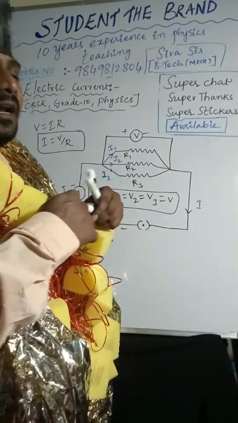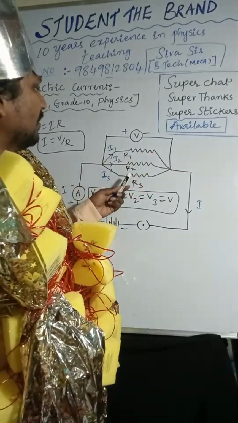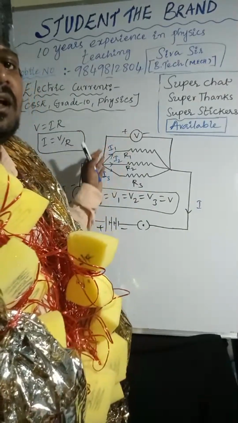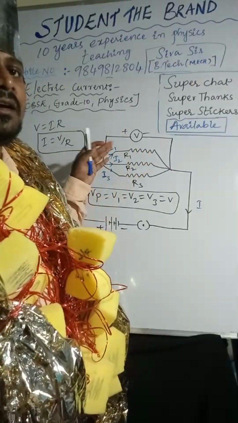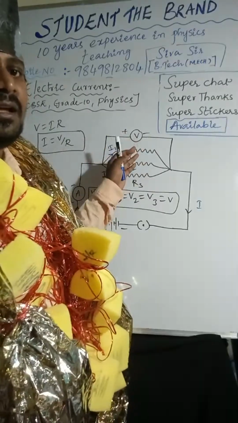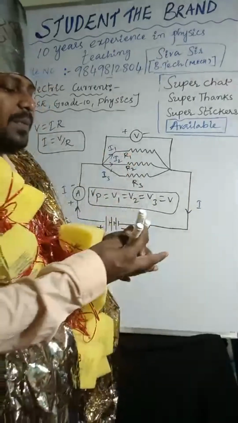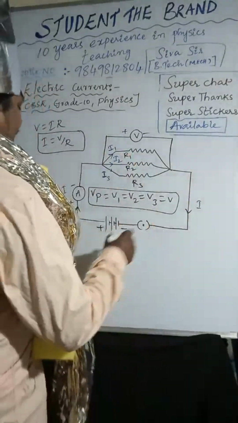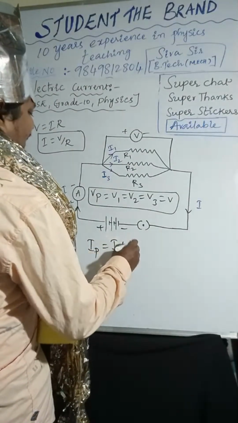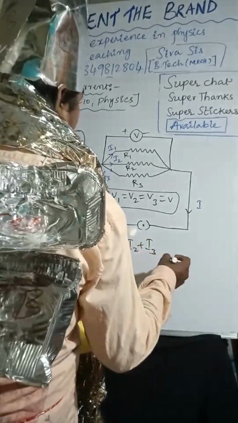So here I'm considering the current through R1 as I1, through R2 as I2, and through R3 as I3. The current is different through different resistors. Now Ip equal to I1 plus I2 plus I3.